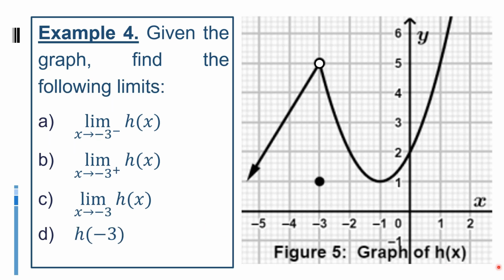So given this graph, let's find the limit as x approaches negative 3 from the left of h of x. So from the left of negative 3, that is going to 5. And the limit as x approaches negative 3 from the right of h of x is also equal to 5. Therefore, the limit as x approaches negative 3 of h of x is equal to 5. And h of negative 3, saan ba yung value ng h of negative 3? At 1. So iba yung function value, iba rin yung value ng limit.